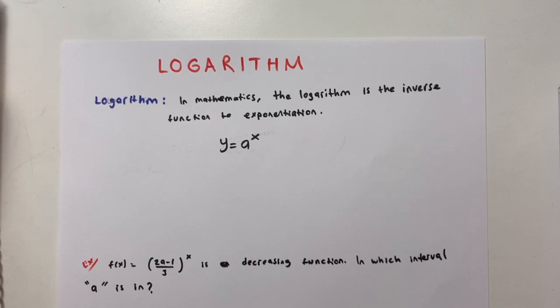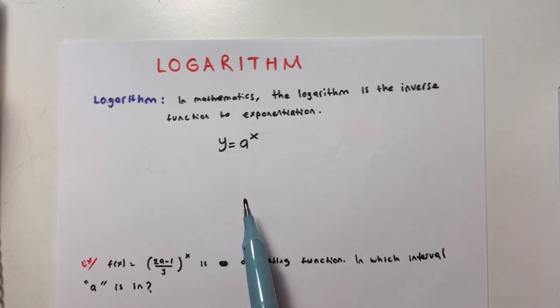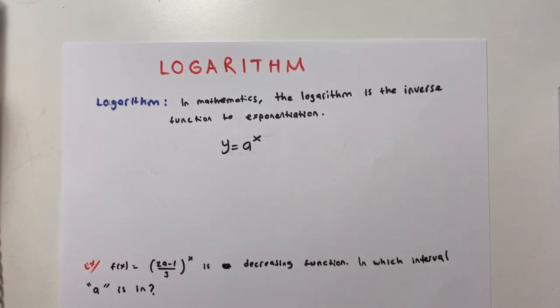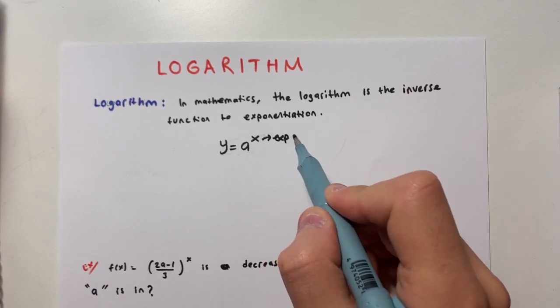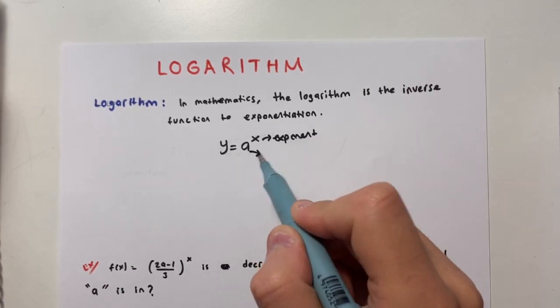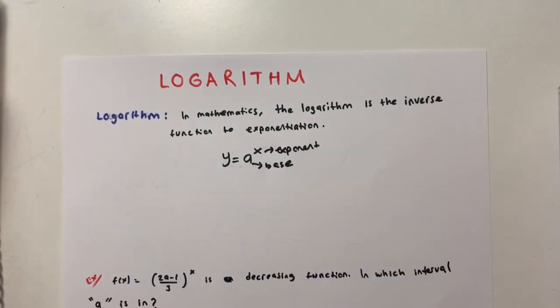You may ask, what is an exponential function? The exponential function is basically this. It's written as y equals a to the power of x, where x is the exponent and a is the base. Graphs of exponential functions describe growth or decay. It may change depending on the base. So we use exponential functions when something increases by increase or decreases by decrease.